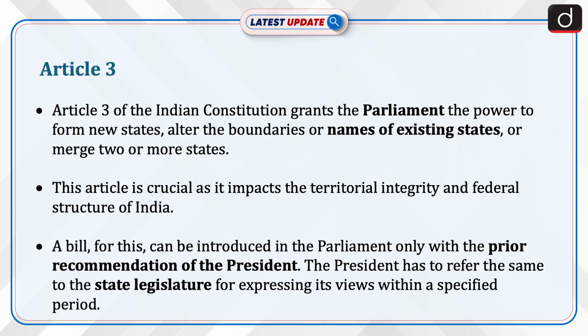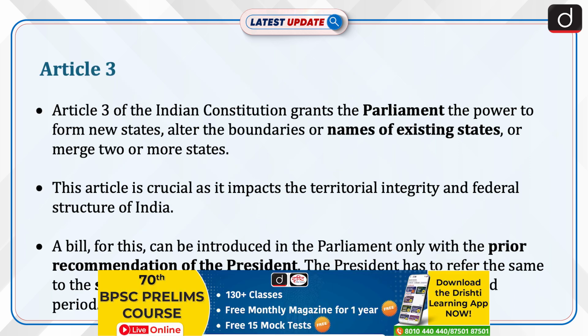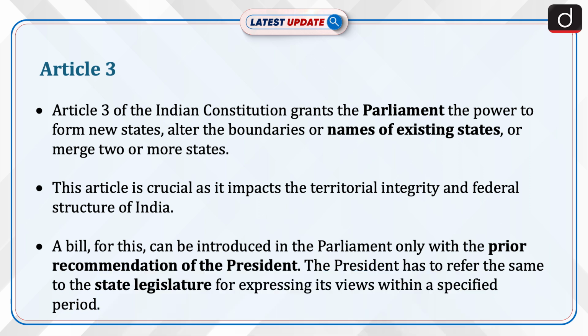Now let's discuss Article 3. Article 3 of the Indian Constitution grants the Parliament the power to form new states, alter the boundaries or names of existing states, or merge two or more states. This article is crucial as it impacts the territorial integrity and federal structure of India.